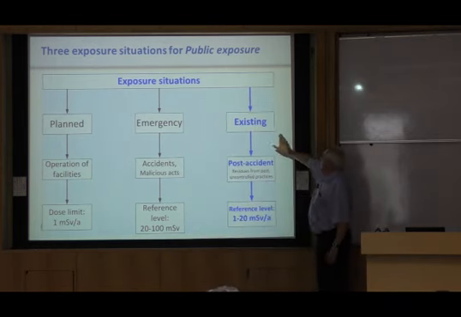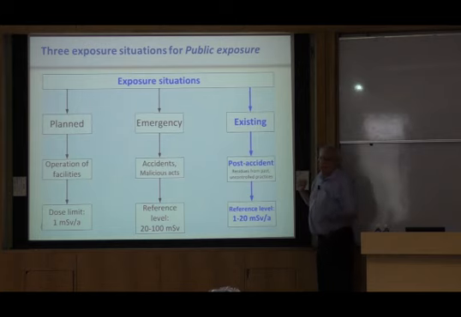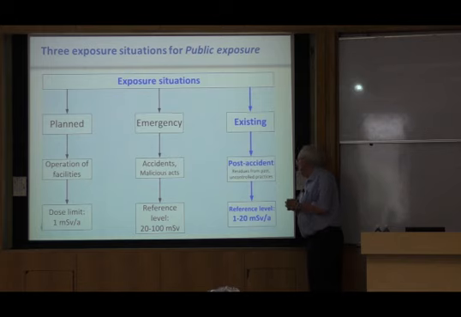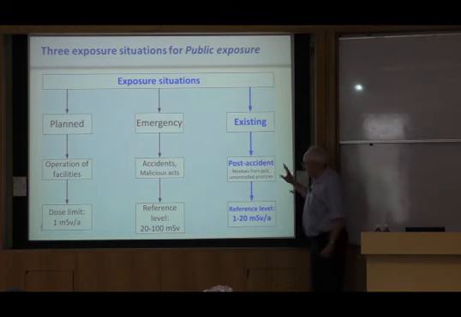And then you have the third situation. This is the existing exposure situations. Existing exposure situation means an accident happened. The accident is now under control. So there is no further release of radionuclides to the environment. However, there are still some residues from the past. This means the radionuclides are still in the environment and cause an exposure to people.